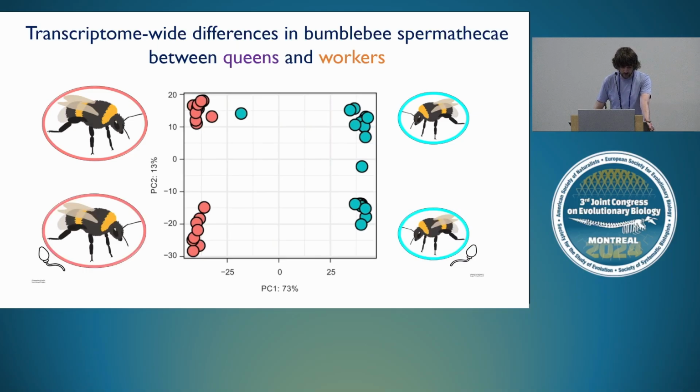However, when we look at principal component 2, which explains a smaller amount of the variance in our data set, this separates individuals depending on whether they're inseminated or not. So what we find here is baseline differences between workers and queens in terms of their spermatheca, but in terms of insemination, we already start to see patterns of similar responses.